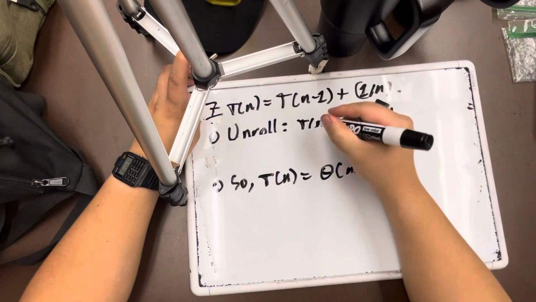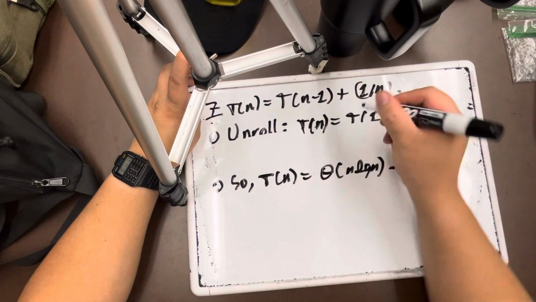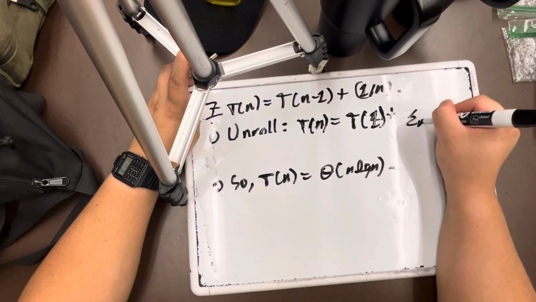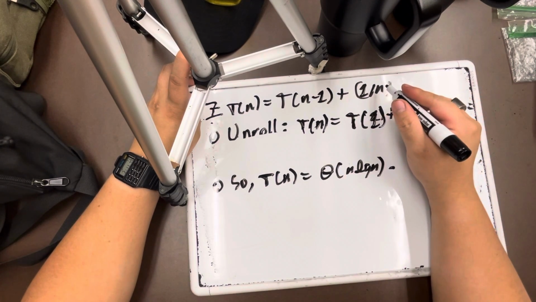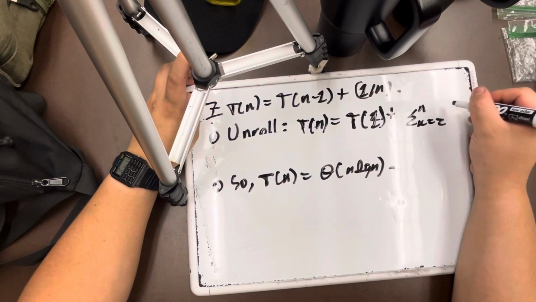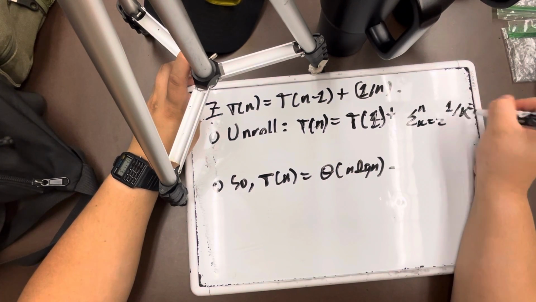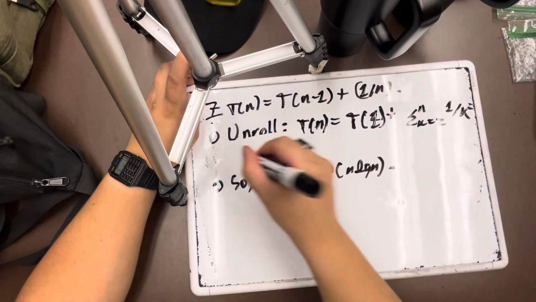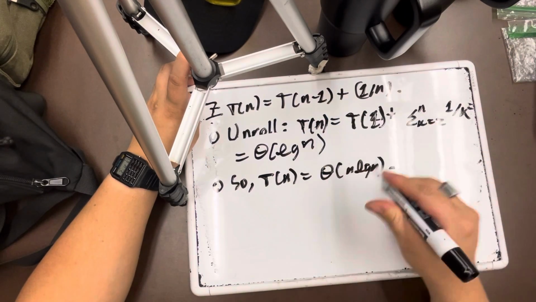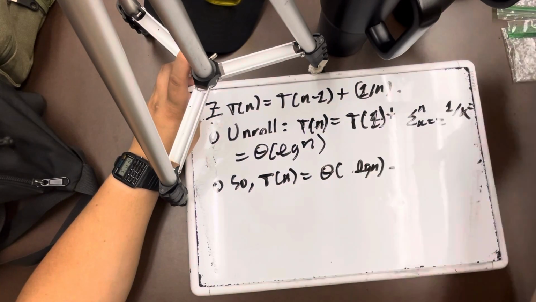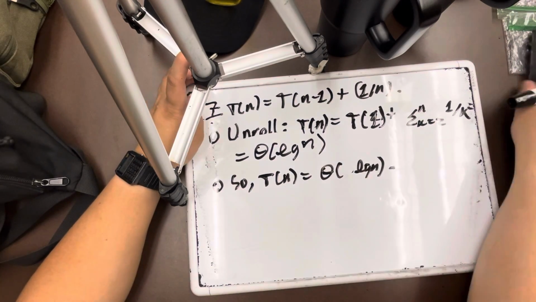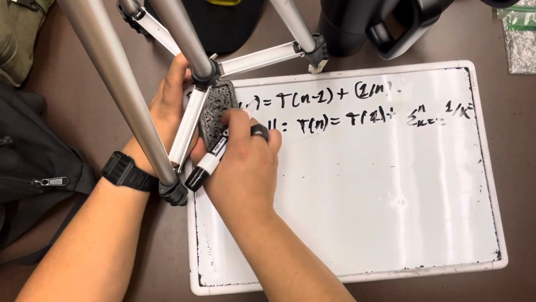So T of n is equal to T of 1 plus the summation k equals 2 to n of 1 over k. Sorry, that was supposed to be 1 over k, because it's 1 over n, which is equal to theta of log n. So T of n is equal to log of n, which is theta of log of n. Okay, and that does it for part 7.